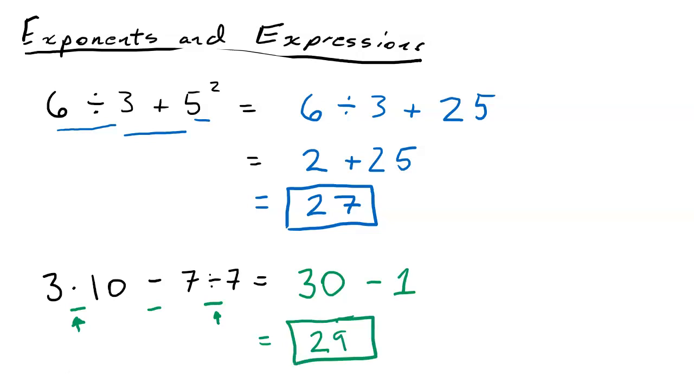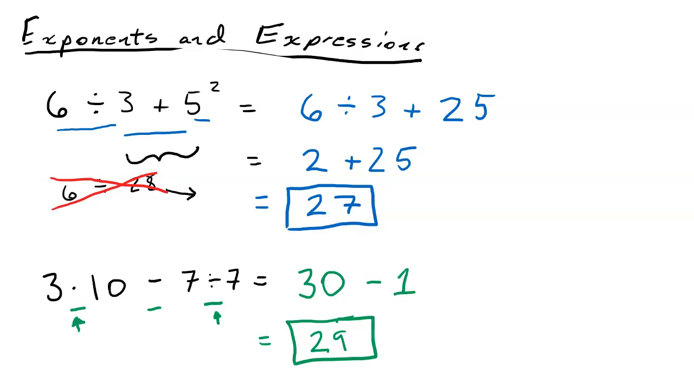So I just want to highlight that we could have messed this up multiple times. If we would have done 3 plus 5 squared first, we would have then had 6 divided by 28, which is not going to give us 27. So this is wrong. If we would have done the addition first, we would have gotten that wrong.